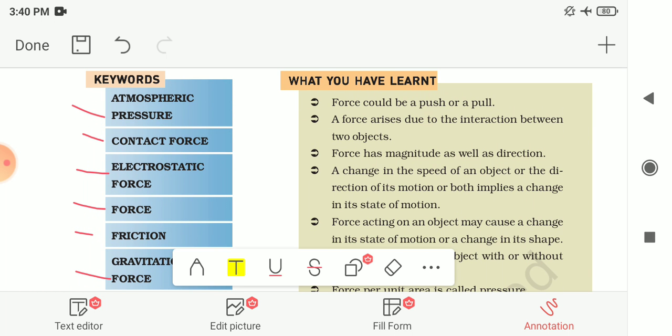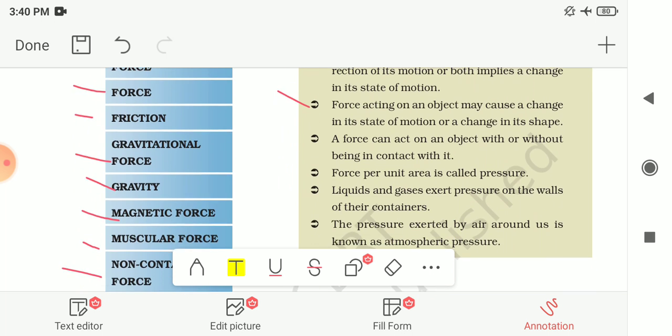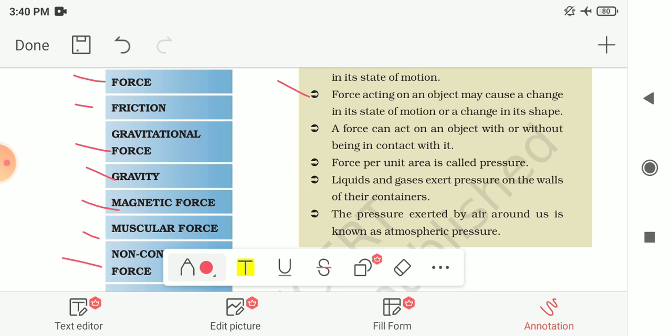Before ending the video, let me quickly see the summary of this chapter. We had seen that force could be a push or a pull, and a force arises due to the interaction between two objects. The force has magnitude as well as direction, and a change in the speed of any object or the direction of the motion or both implies a change in the state of its motion. The force acting on an object may cause a change in its state of motion or a change in its shape.